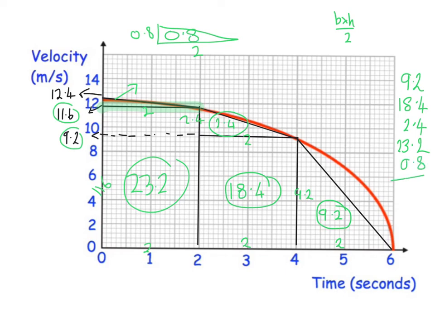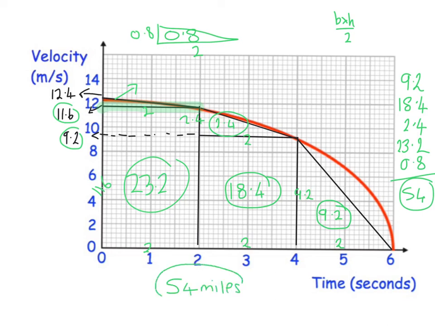Okay, so I found out the area of all of my polygons, so I can add those all together to find out the area under the curve. So I've got 9.2 plus 18.4 plus 2.4 plus 23.2 plus 0.8, and I get 54. So the distance is 54 miles.